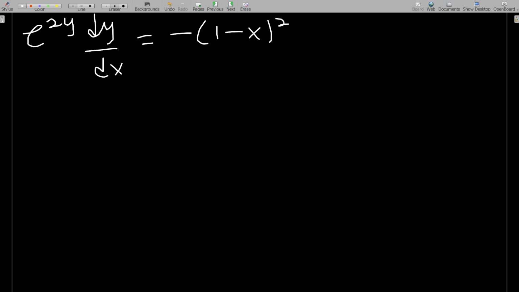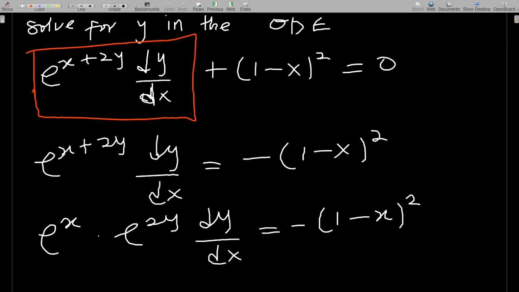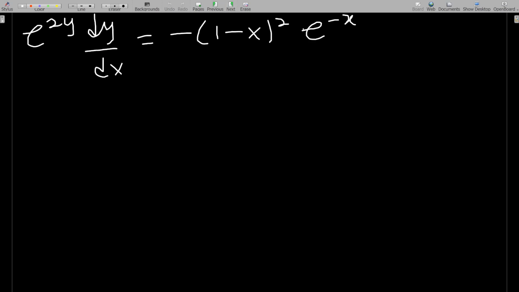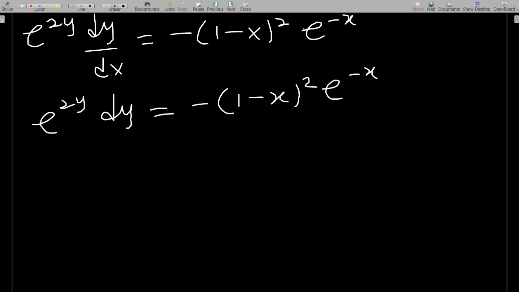Then e to the negative x, because when you divide through by e^x, it comes to the right side as e^(-x). I hope you understand this. There is still a dx in this, so you multiply through by dx. So we have e^(2y) dy equals minus (1 minus x) all squared e^(-x) dx. So here we've been able to separate them.